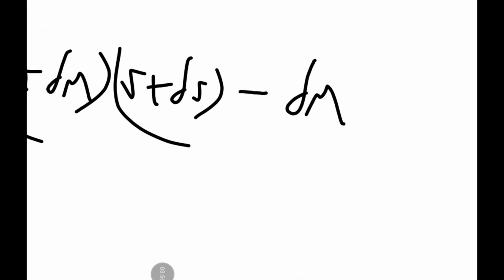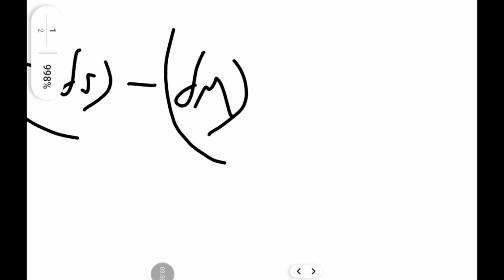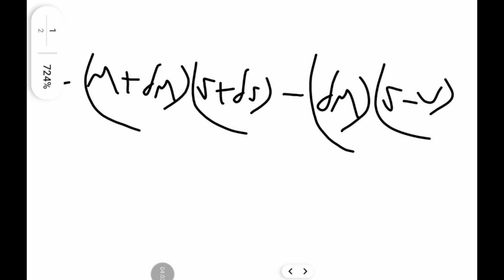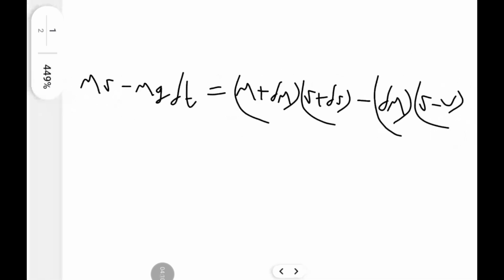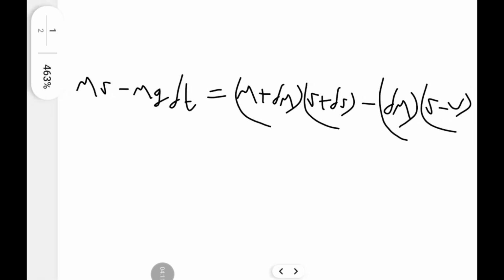and then we're going to add, and it's going to be minus dm times v minus u for the fuel. It's minus because the fuel gets ejected in the other direction. That's why. So it's minus, it's being lost, the fuel from the system. So therefore you have the full system there. The momentum before plus the external force, which is negative mg dt, is equal to the new mass and new velocity. So basically the new momentum of the rocket, and then minus the momentum of the fuel, because again it's being ejected, it's losing it.